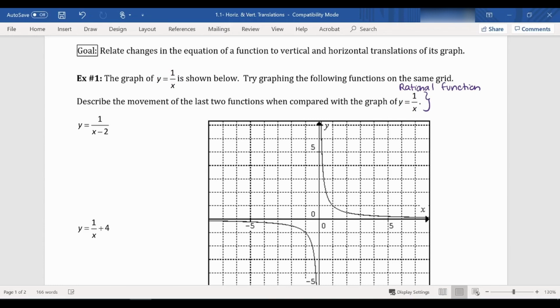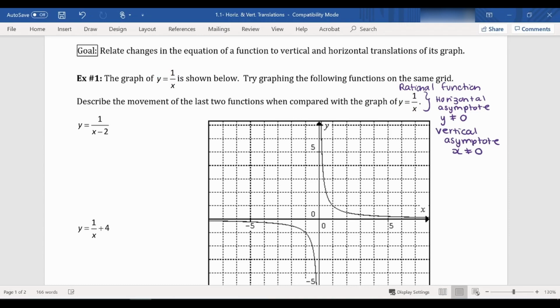Okay. And this rational function has two asymptotes. It has an asymptote along the x-axis and an asymptote along the y-axis. The asymptote along the x-axis is our horizontal asymptote. And we write that as y cannot equal 0 because y is 0 everywhere along the x-axis. We also have a vertical asymptote along the y-axis. And that would be x cannot equal 0.